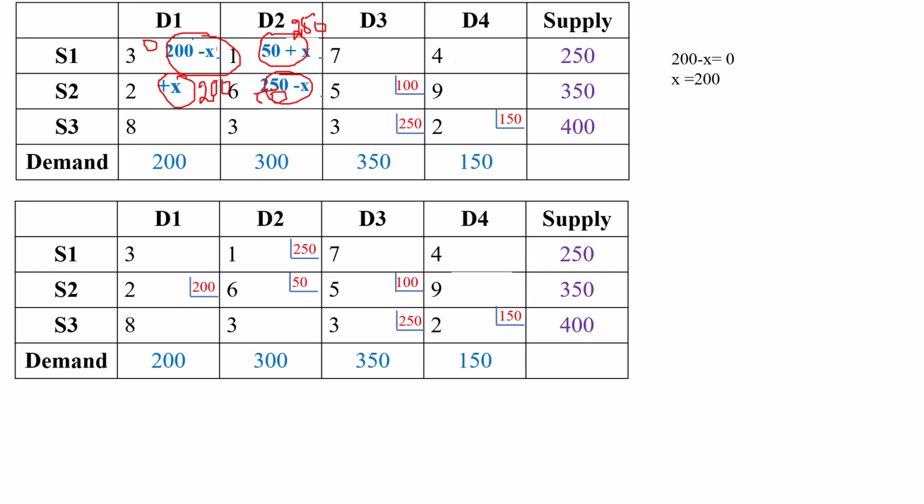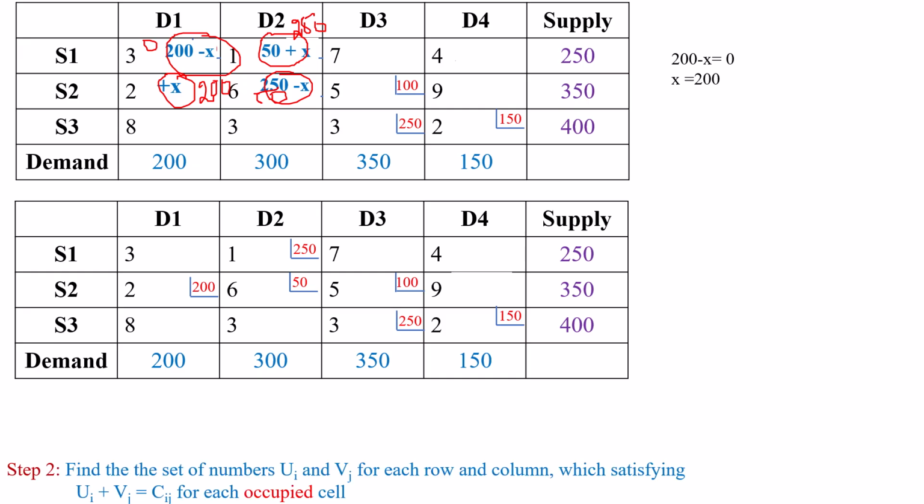Here we are modifying the allocation values. So next, once again I have to determine the set numbers, that is U1, U2, U3 for the rows, and V1, V2, V3 and V4 for the columns, and observe the number of allocations row-wise as well as column-wise. For the first row, S1, there is 1 allocation, the second row has 3 allocations, and the third row has 2 allocations. Similarly column-wise, the first column has 1 allocation, the second column 2 allocations, the third column 2 allocations, and the fourth column only 1 allocation.